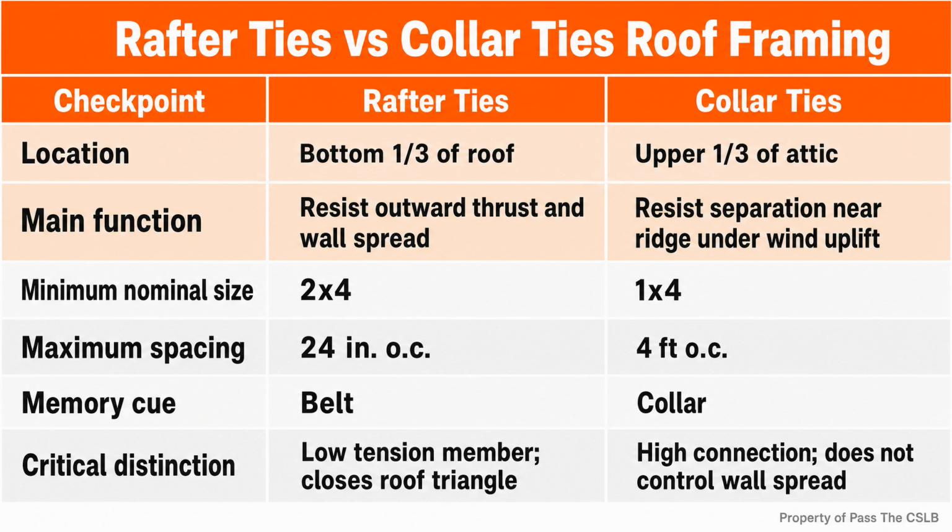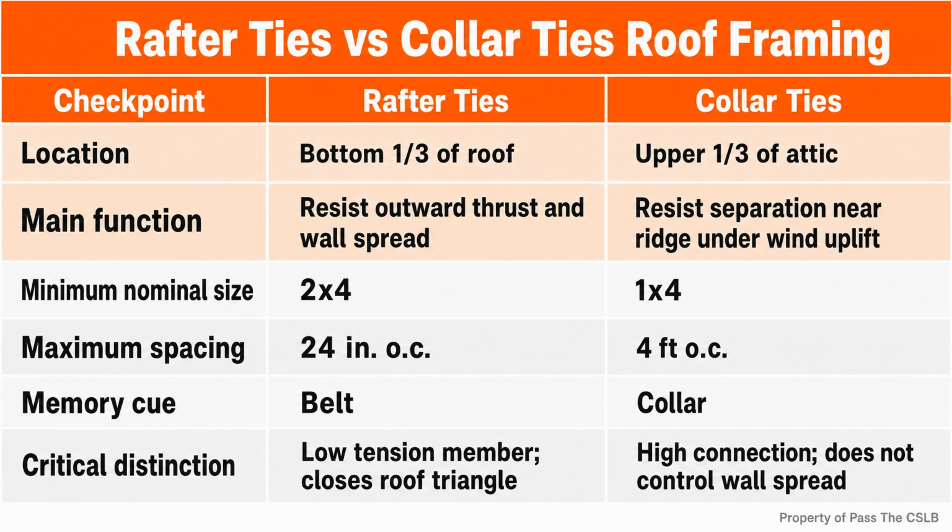Here is a quick field check. If I see a tie close to the ridge, I think wind uplift and ridge separation. If I see a tie low across opposing rafters, I think outward thrust and wall spread. If someone proposes removing the low tie because a high tie exists, I stop that idea and go back to the structural documents.